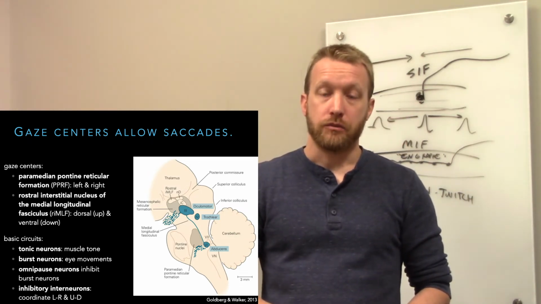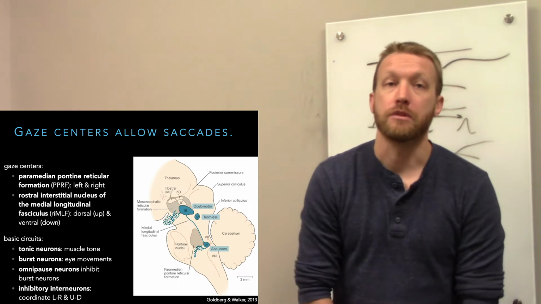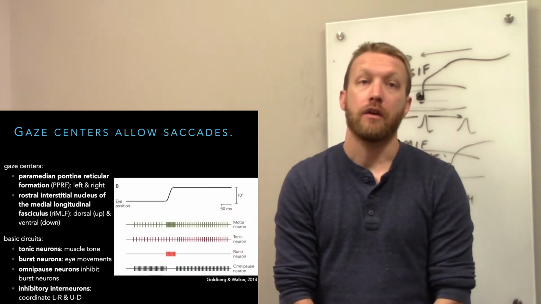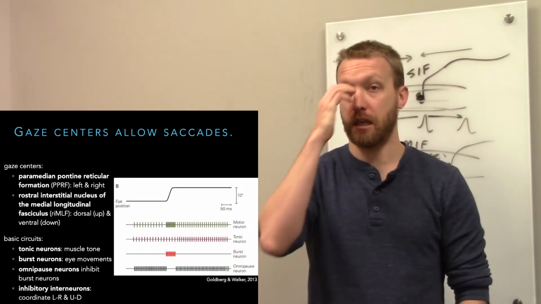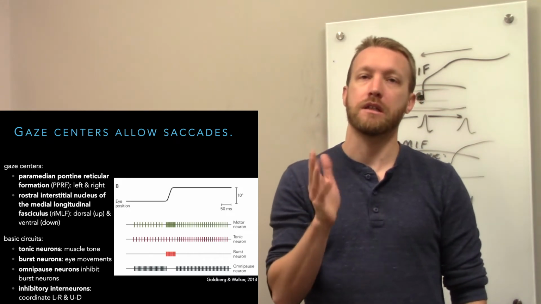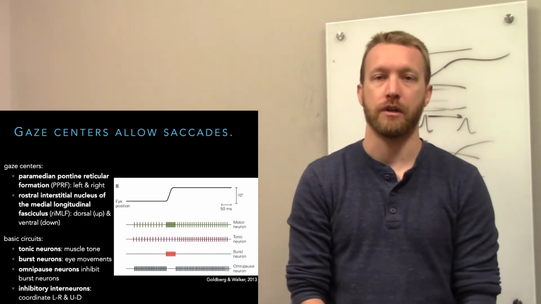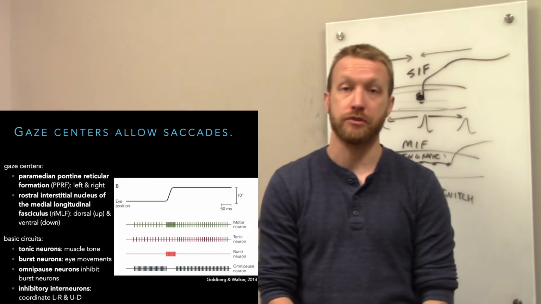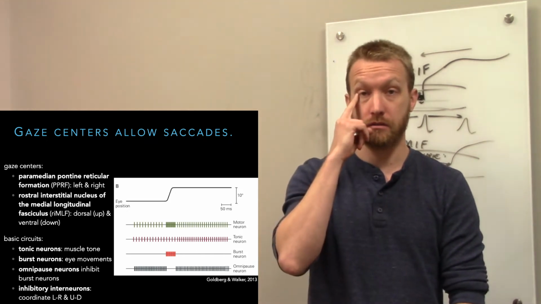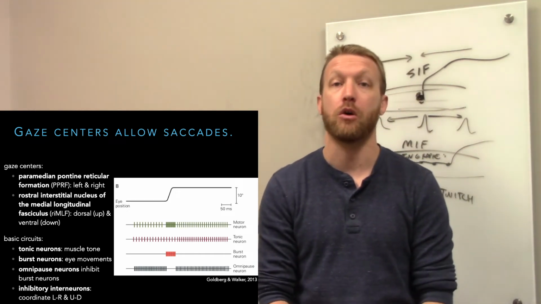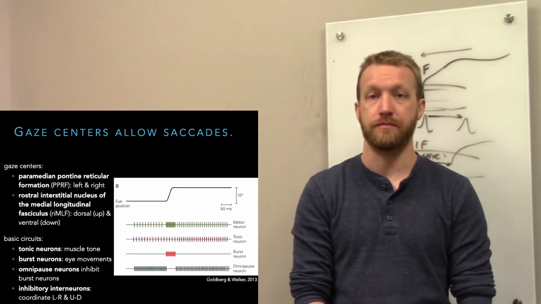Within the gaze centers, we have different types of neurons that are going to accomplish different tasks. We have tonic neurons, as the name says. They provide a relatively constant amount of motor output. That's to keep muscle tone in the extraocular muscles relatively constant, so we can hold our eyes still.